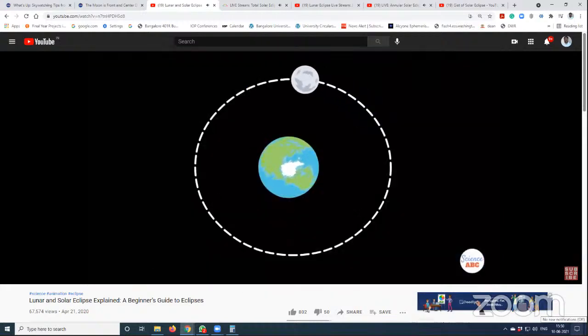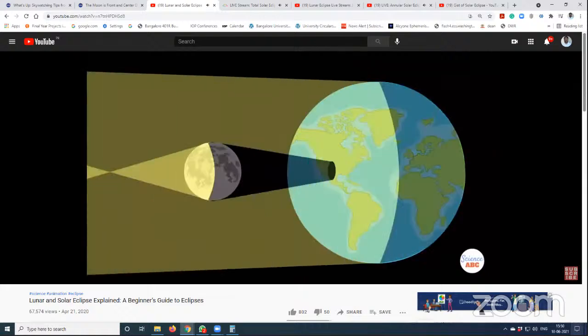This can only happen when the moon is near perigee, the point of the moon's orbit when it is closest to the Earth. You can only see a total solar eclipse if you're standing within the umbral shadow.